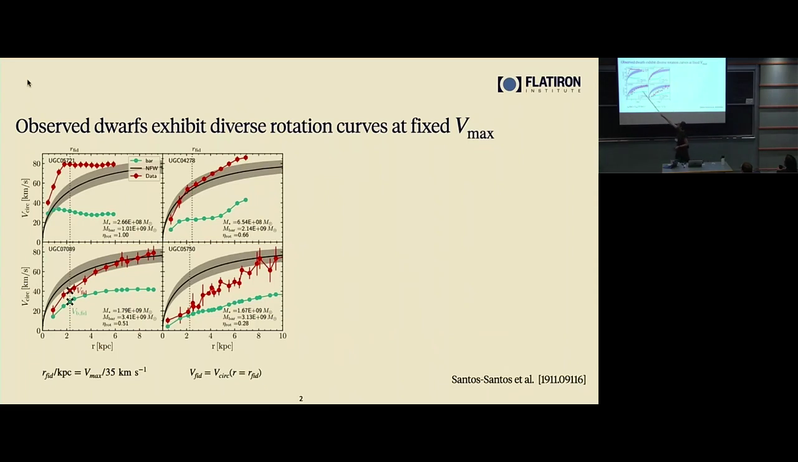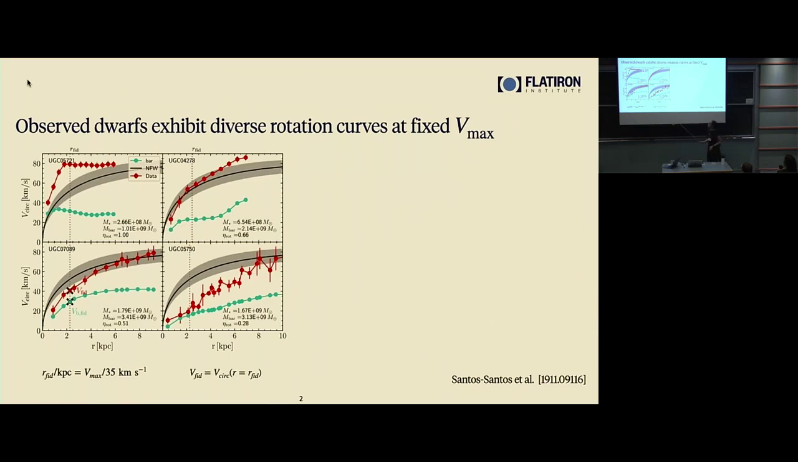So for example, in this upper left-hand panel, you see in the data, so the red, that you have something that's more steeply rising than NFW in the central region. These two center panels are more similar to the NFW, or cold dark matter only prediction. And this lower right panel is showing something that's more slowly rising in the central region than the NFW prediction.